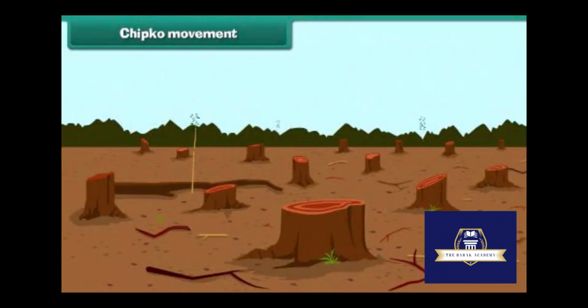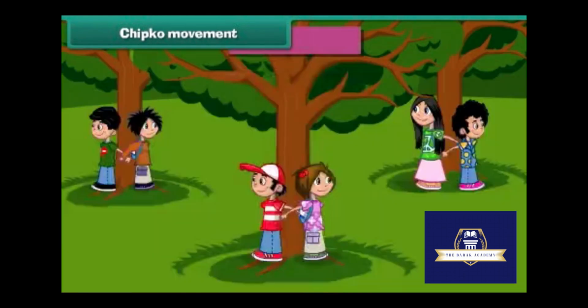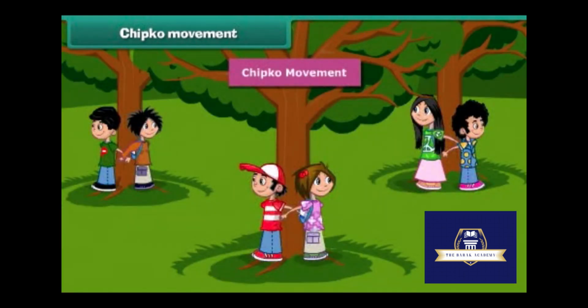Now we learn about an event related to protection against the cutting of trees. The Chipko movement or Chipko Andolan, literally meaning to stick in Hindi, is a social ecological movement that uses the act of hugging trees to protect them from being felled.